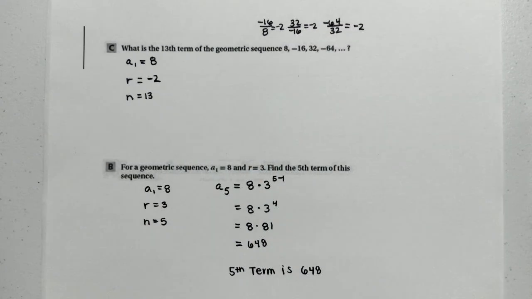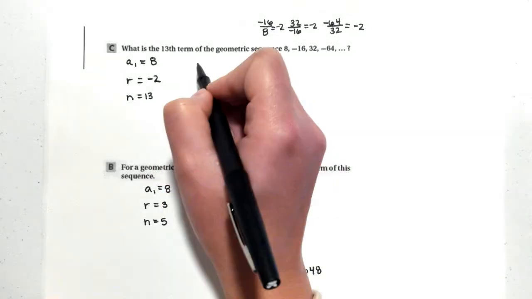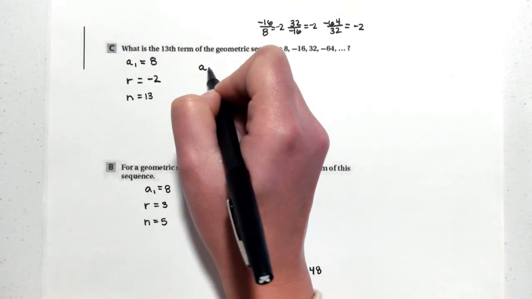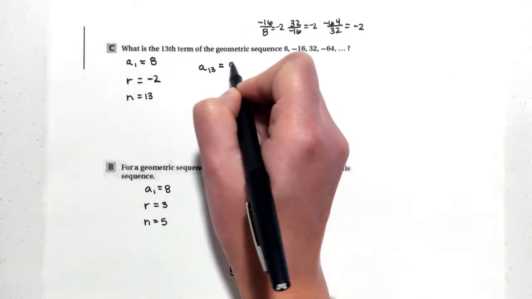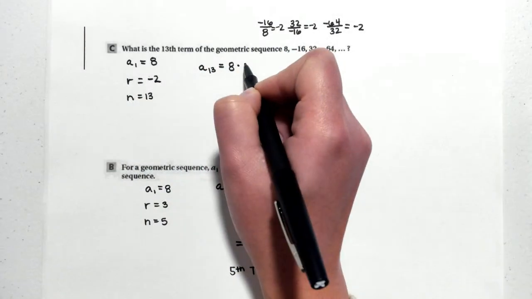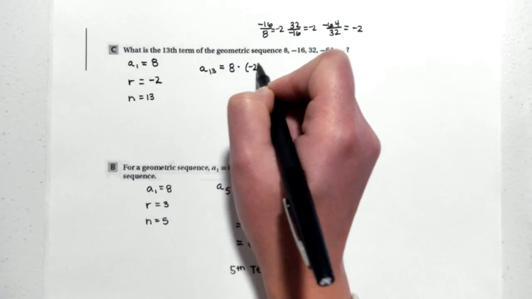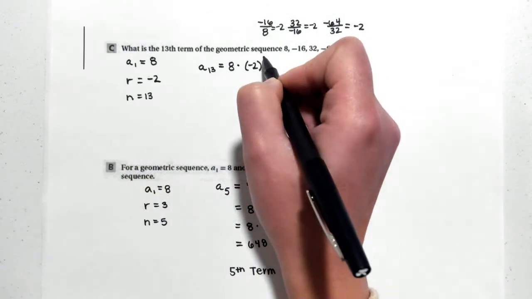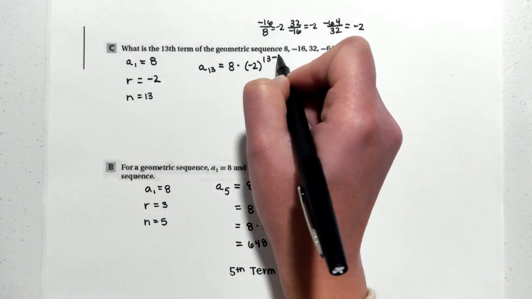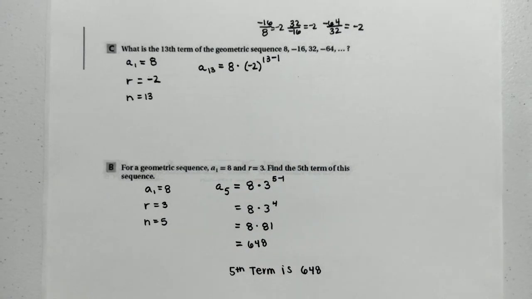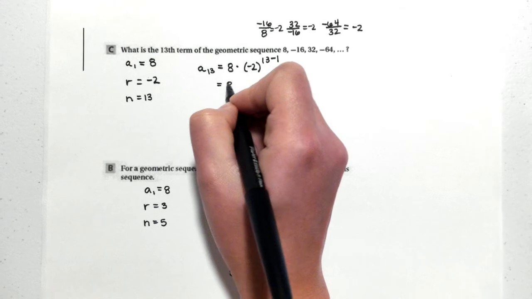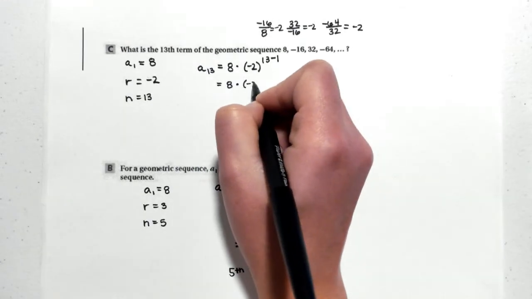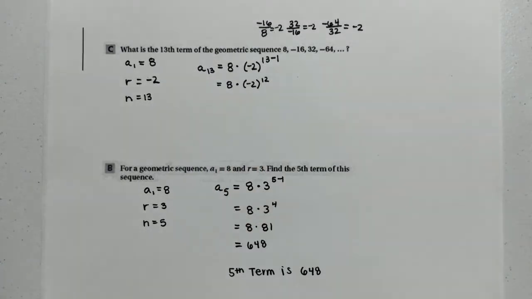So now we can go and use our formula. We're finding the 13th term, so a sub 13 equals a sub 1, which is 8, times r, which is negative 2, raised to the n minus 1 power, so 13 minus 1. And 13 minus 1 will give us 12, so we'll have 8 times negative 2 to the 12th power.